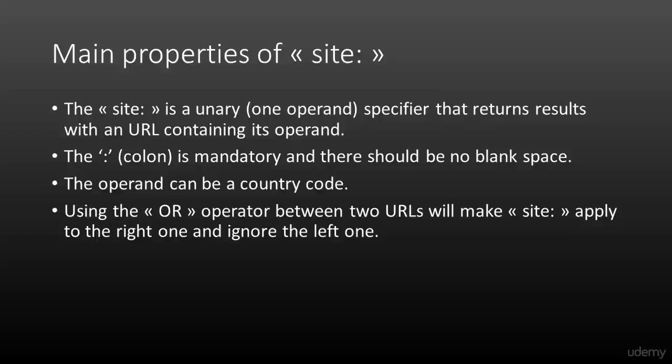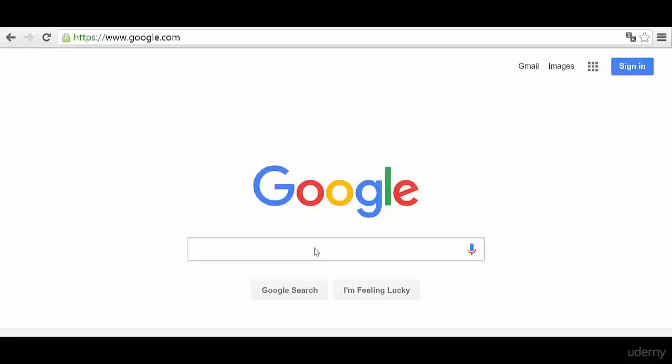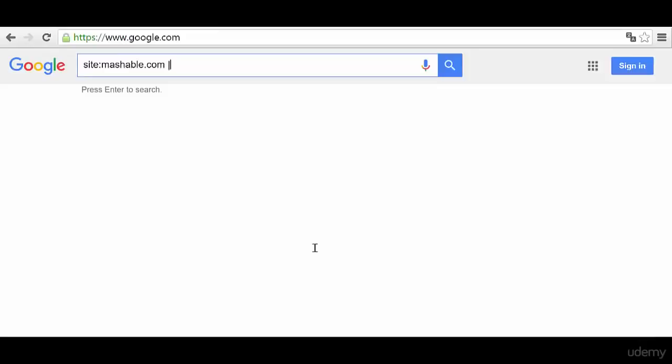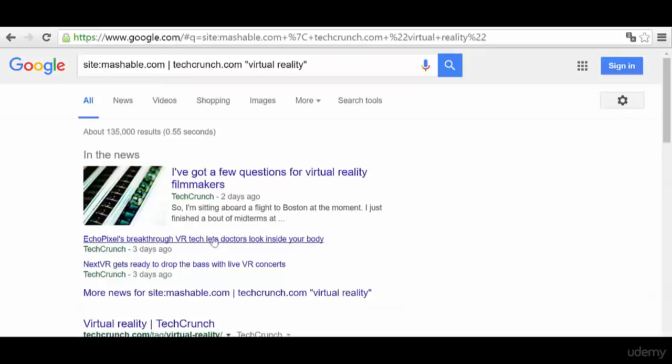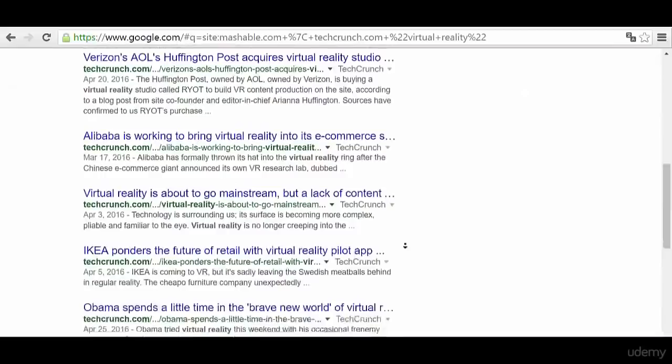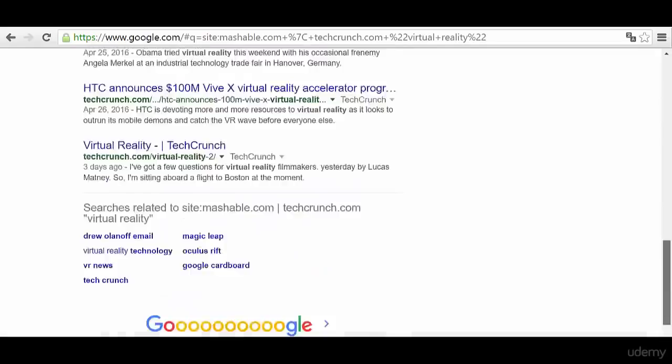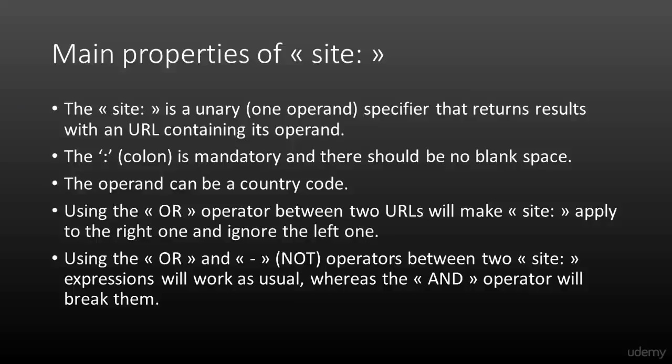If you use the site specifier and you have two operands and use the OR operator between the two operands, the site specifier will only apply to the right one and it will ignore the one on the left. When you use the OR and the NOT operators between two site specifiers, it will work as usual. If you use the AND operator, which means if you use a blank space, it will break.